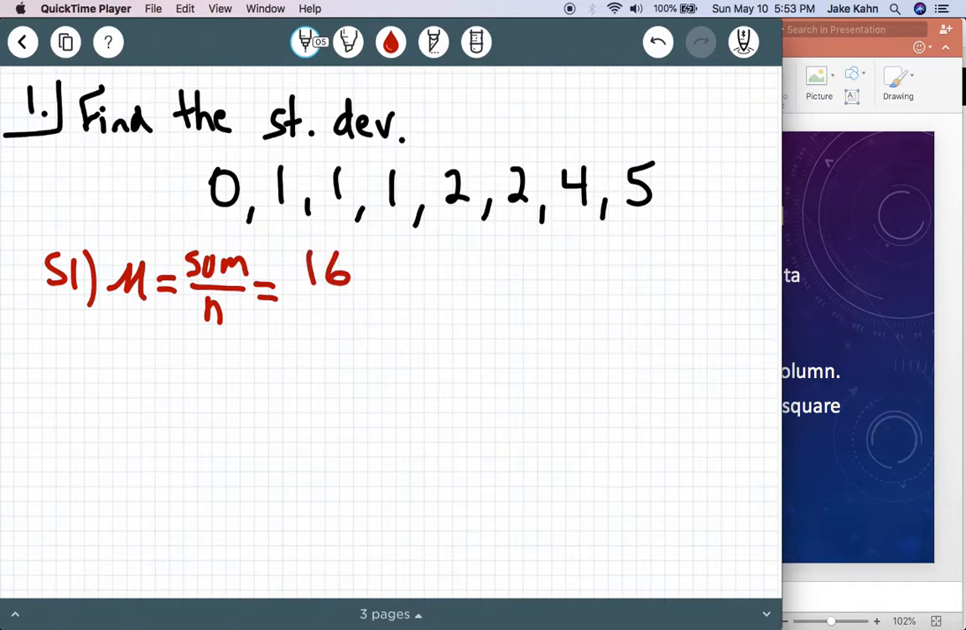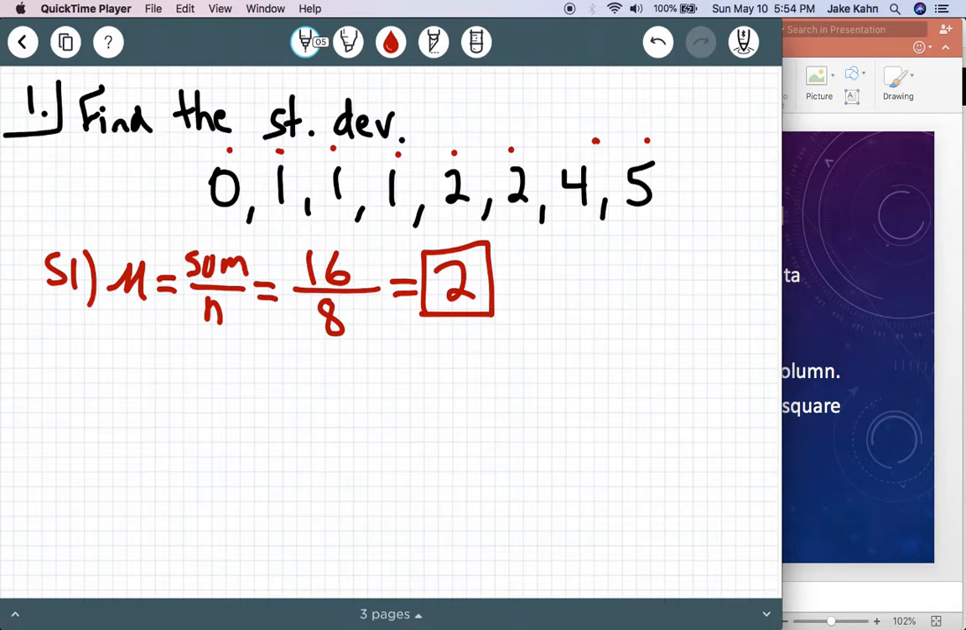And then how many total numbers do I have? 1, 2, 3, 4, 5, 6, 7, 8. What is 16 divided by 8? It's 2. So that means the average value of these 8 numbers is 2. Great. Moving on to step 2.